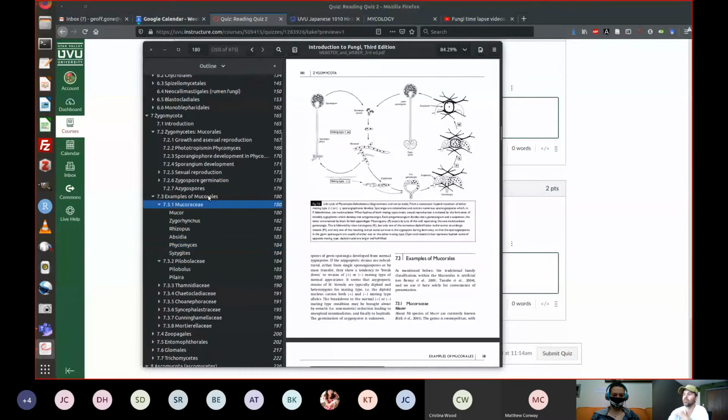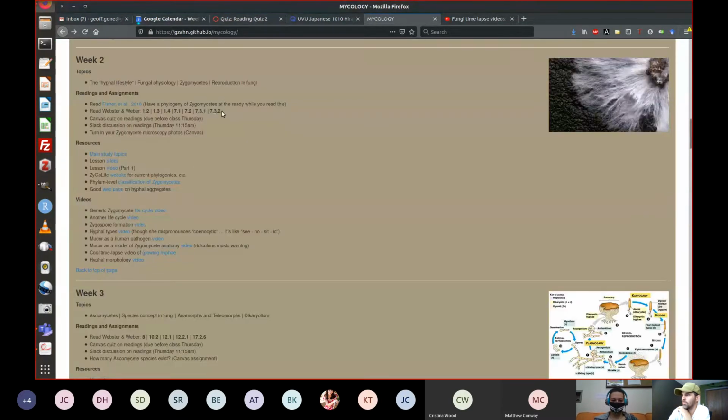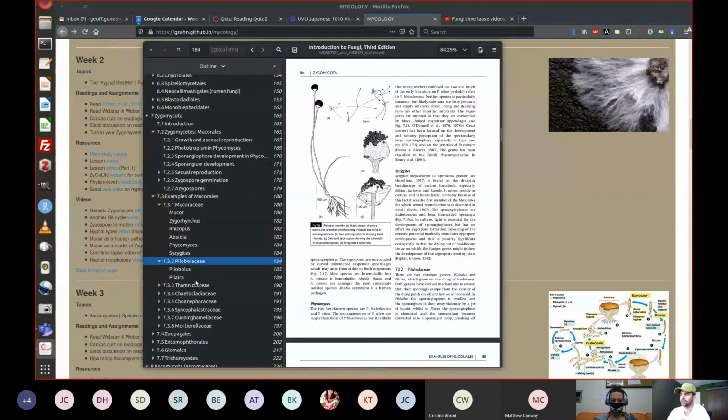Okay, examples of Mucorales. You can see here the two ones, the Mucoraceae and the Pilobolaceae. So if you read 7.3.1 and 7.3.2, which was the assigned reading, that was the Mucor and the Pilobolus. If you gave me Hilaria, then I'll take that too. I'll take any of these in these two main groups.